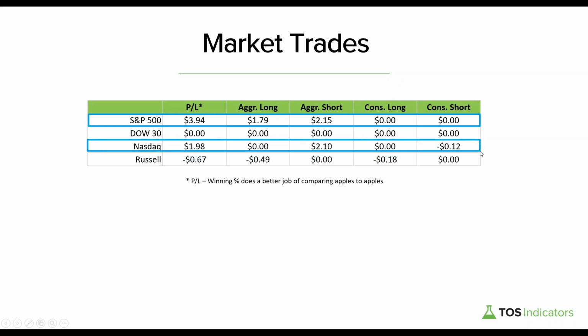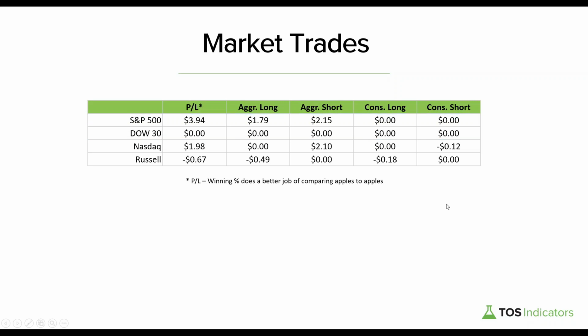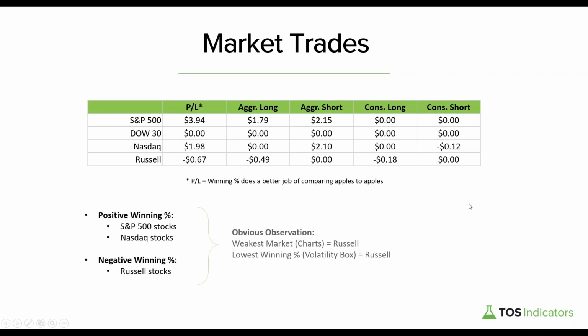However, if you then take a look at the Russell, you see that the Russell starts to become negative in both the aggressive longs and shorts along with the conservative long. And so I thought that was fairly interesting, right? So now, what's the takeaway here? We had a positive winning percentage in the S&P 500 and NASDAQ, but a negative one in the Russell.